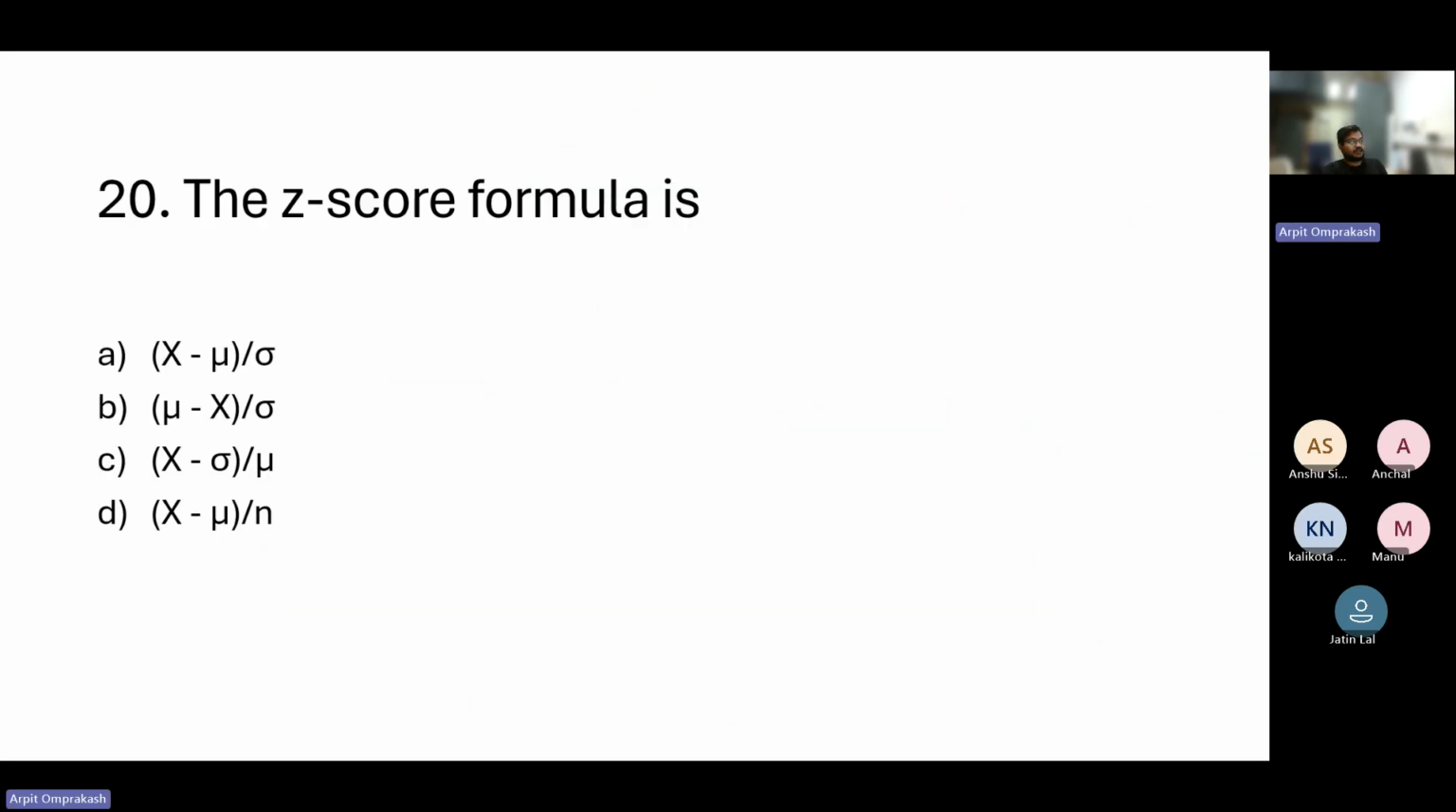Okay. So this is a straightforward question. The z-score formula is dash. As we have talked about it before, the answer is A, x minus mu by sigma is the formula for z-score. Right. So does anyone have any questions or doubts till now?